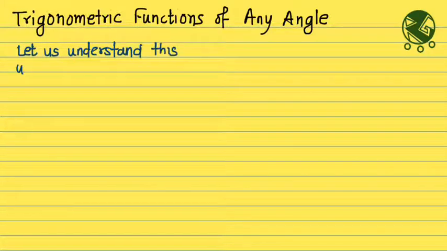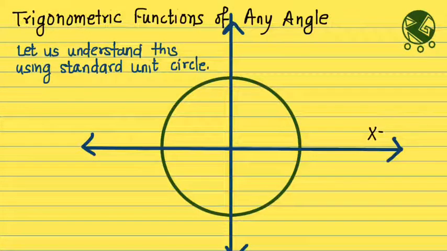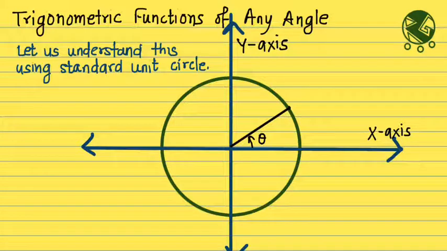So let us understand this using a standard unit circle. In this case, this is a standard circle and a unit circle. Why is it standard? Standard because its center is at the origin, so the x-axis and y-axis are the axes for this circle, and unit because its radius is equal to 1. In this circle, let's take this angle theta, and let's say this is the point P whose coordinates are x and y.